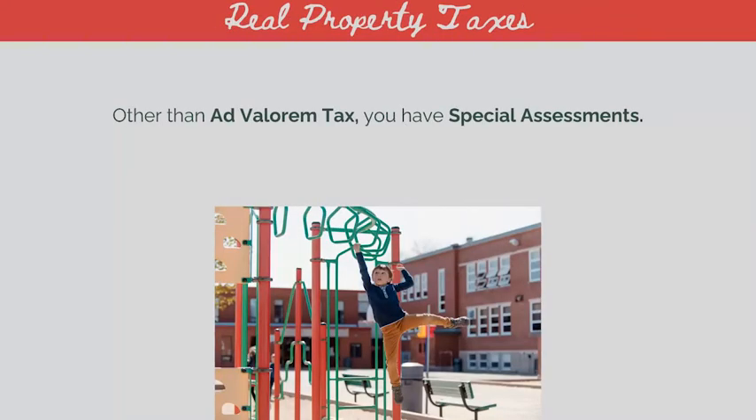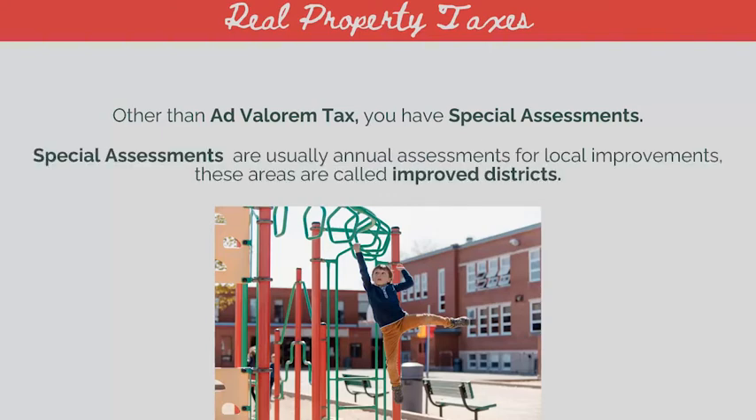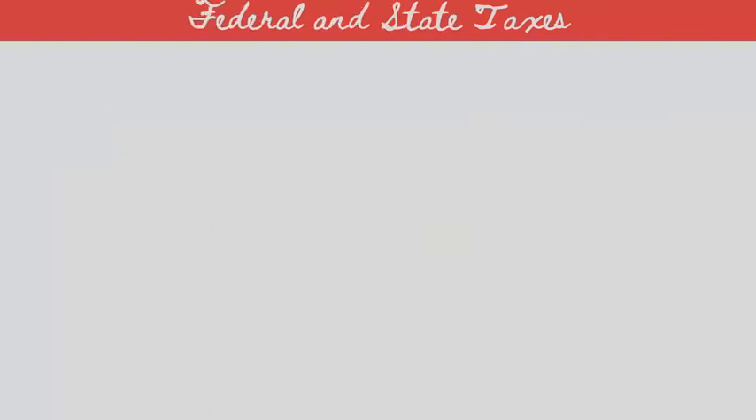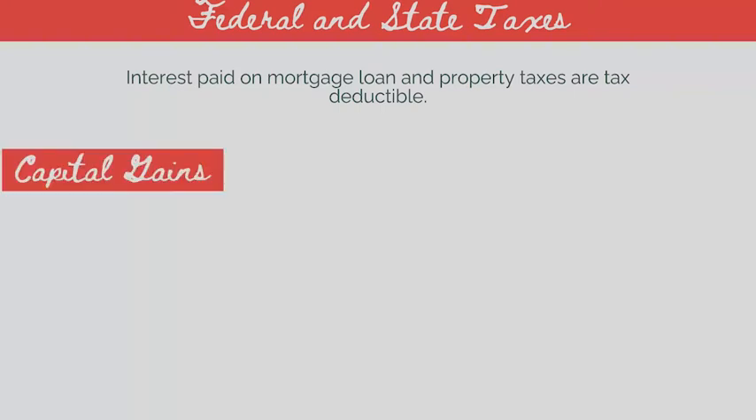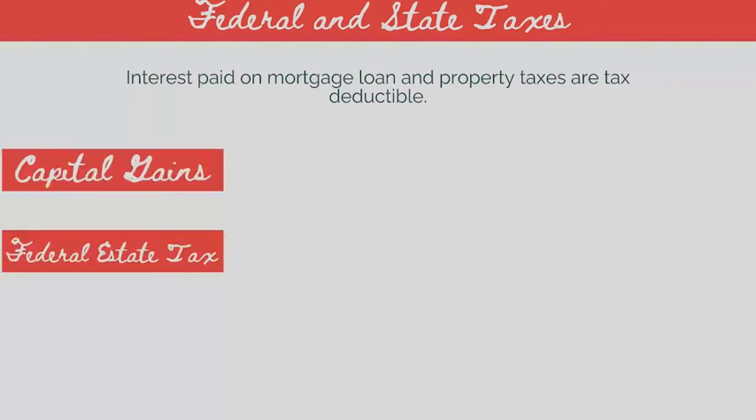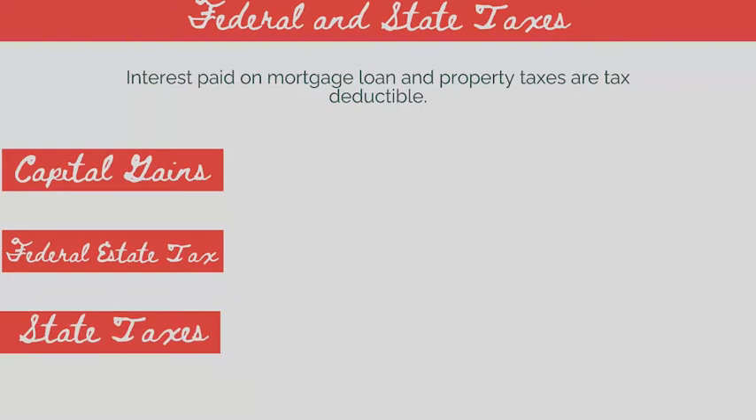Real property taxes. Other than ad valorem tax, you have special assessments. Special assessments are usually annual assessments for local improvements. These are called improved districts. Federal and state taxes. Interest paid on mortgage loan and property taxes are tax deductible. You have capital gains, federal estate tax, and state taxes.